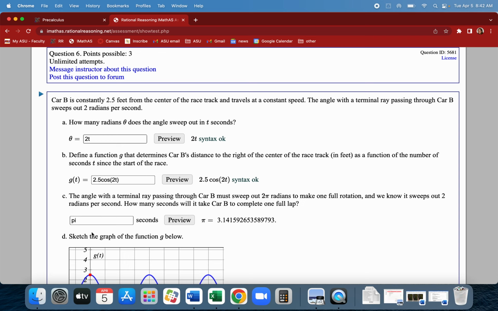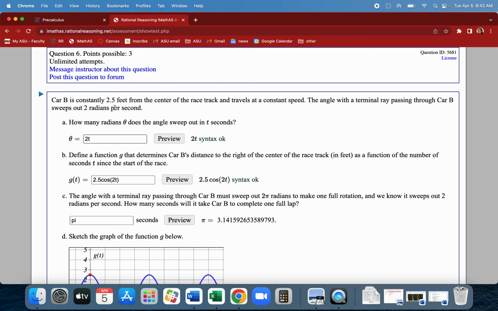So it's 2 pi radians all the way around. So I want to know 2 pi. If I divide it by my speed here, that's how I can get that pi. 2 pi divided by 2 is all the way around. We divide it by 2 to get pi seconds.